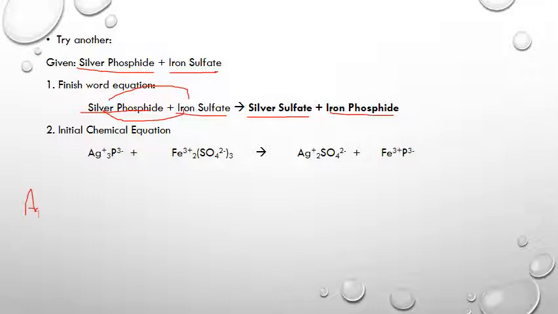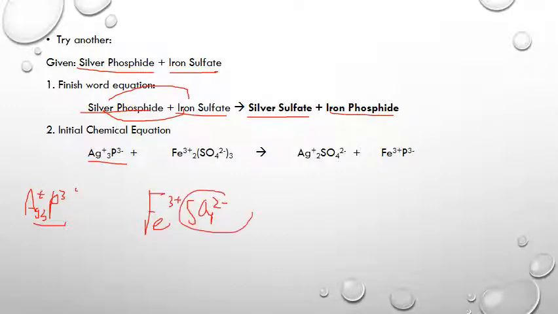So silver phosphide is Ag, and it's plus charge. Phosphide, 3 minus, so you crisscross charges, 3 right there. Okay, iron sulfate, Fe 3 plus, SO4 2 minus, put 2 here and 3 here, crisscross charges, and you get that.